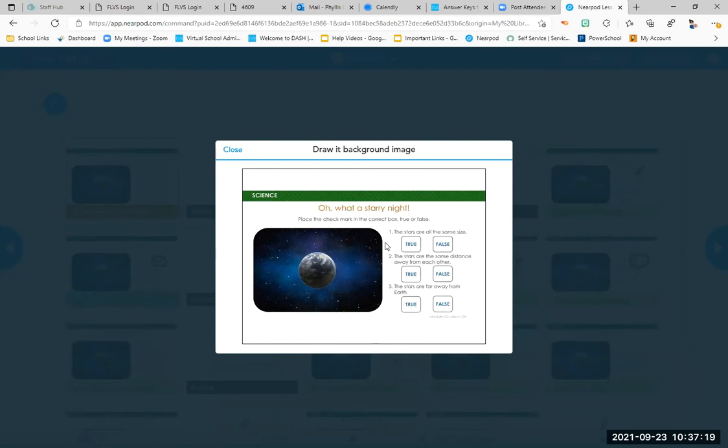Number 2, the stars are the same distance away from each other. They're all lined up perfectly. Is that true or false? Number 2 is true if all the stars are lined up perfectly evenly spaced. False if no, they're scattered, Miss Cruz. And number 3, the stars are far away from Earth. True or false?